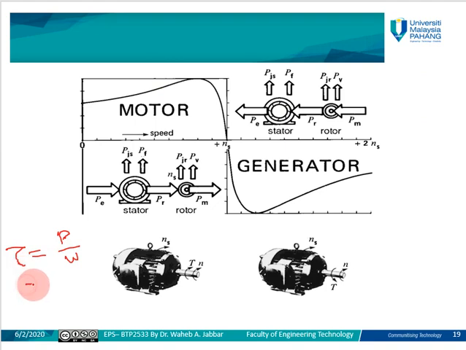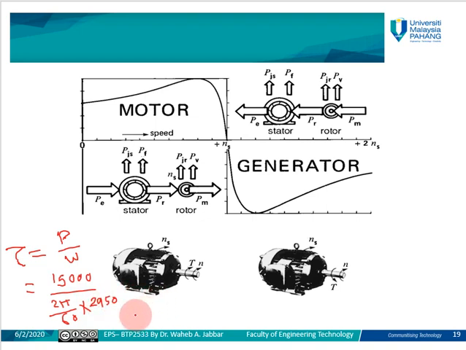The induced torque will equal 15 kilowatts, or 15,000 watts, over omega. Omega here is the angular speed of the machine, which comes from the formula 2 pi over 60 times NM, which is 2950.